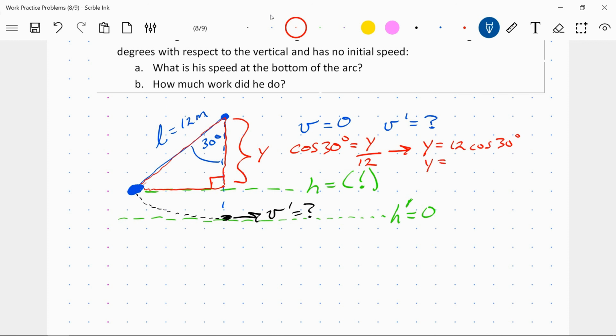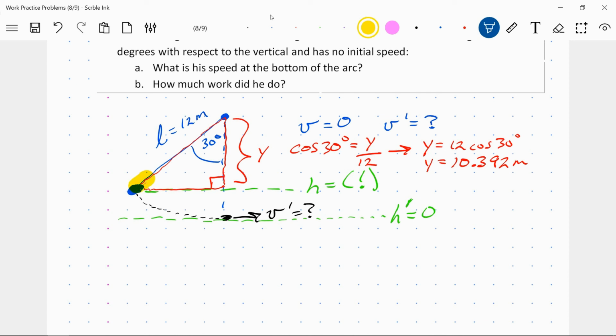Okay, so y is, I'm grabbing calculator now, 12 cosine 30, which is 10 point, and this is not the final answer here, this is just a numeric answer that I need to continue the problem, so I'm going to keep a total of 5 significant figures here. So 10.392 meters. Okay, now how does that help me?